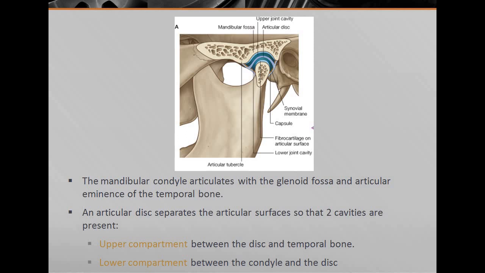This divides the joint cavity into an upper compartment, the upper joint cavity, and a lower compartment or inferior compartment, the lower joint cavity. So the upper compartment is between the disc and the temporal bone. The lower joint cavity or lower compartment is between the condyle and the disc.